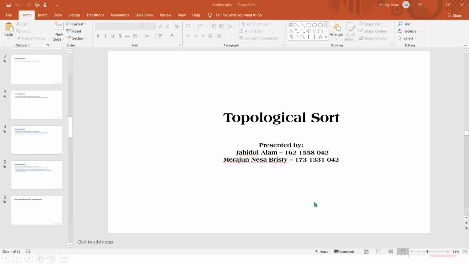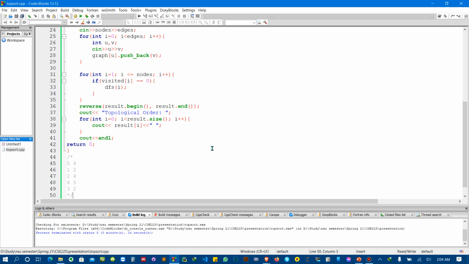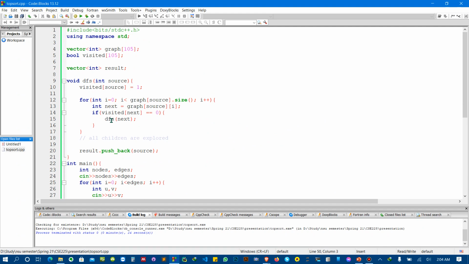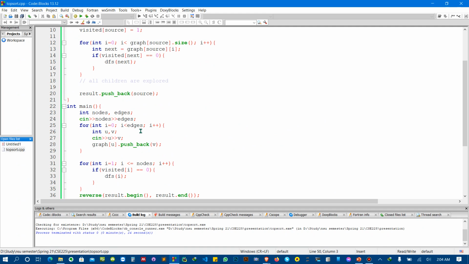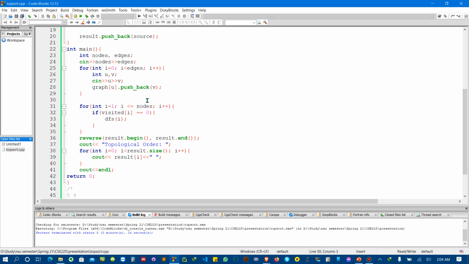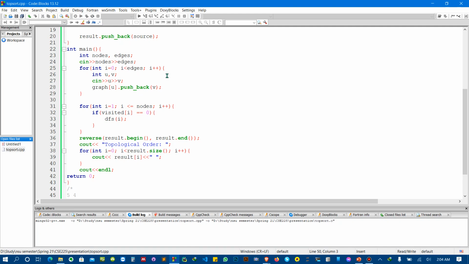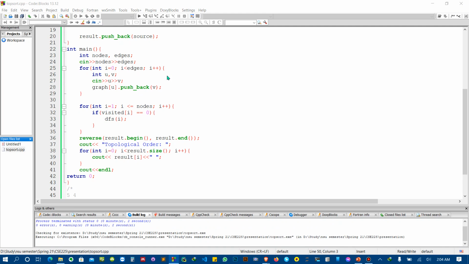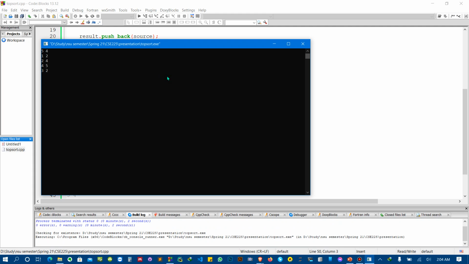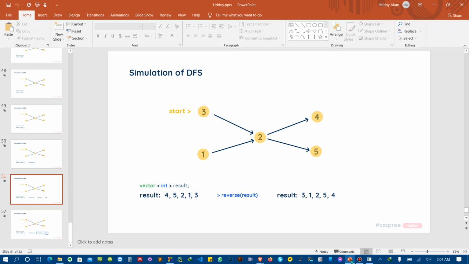Moving back to our code, here we used our DFS algorithm, and we take input from the user, how many nodes and how many edges they have. After that we call the DFS algorithm, and here we go. We apply it to our graph, and we can see that the topological order matches our result, which is 3 1 2 5 4.